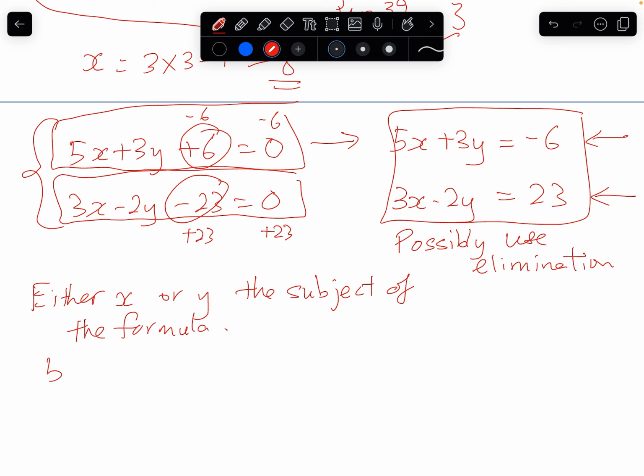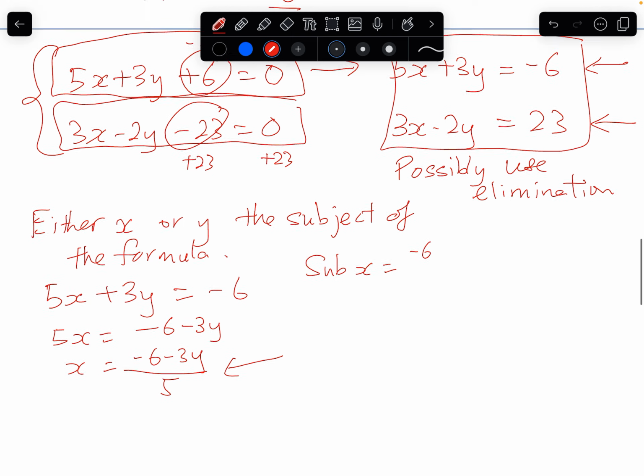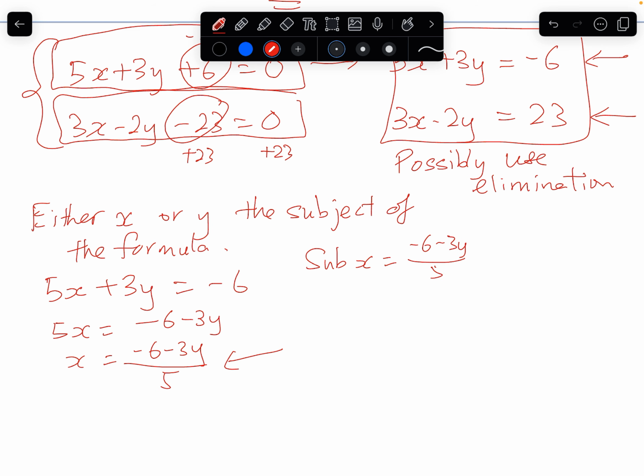Okay, now let's say we take the first one, which is 5x plus 3y equal to -6. Now the idea of this is, let's say you want to make x the subject of the formula, which will look something like that. So we have 5x equal to -6 subtract 3y, then x would become (-6 minus 3y) over 5. Okay, it looks a bit nasty because it has a lot of negative signs to it, but the idea is we are actually going to substitute this guy. So we're going to sub x equal to (-6 minus 3y) over 5 into this equation.